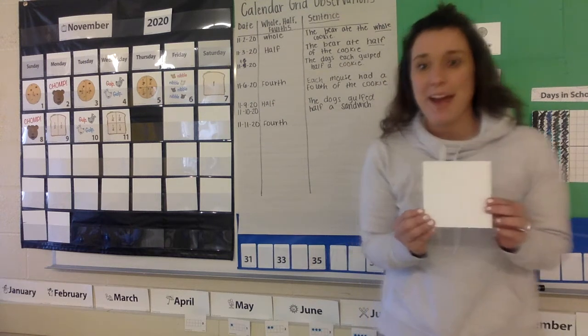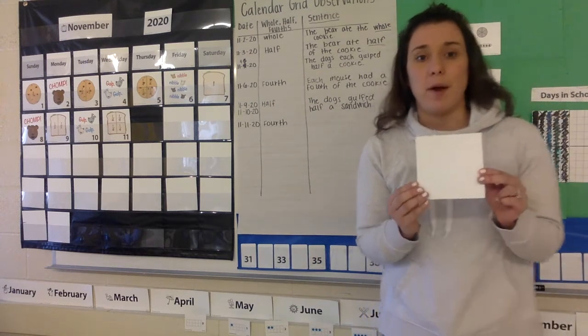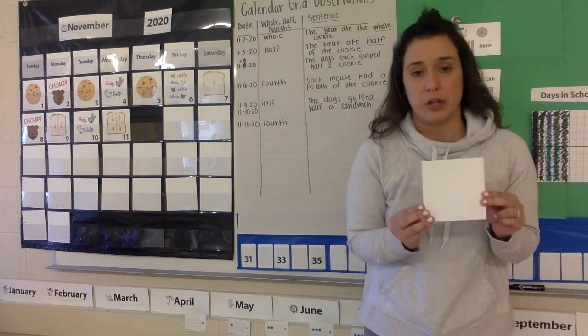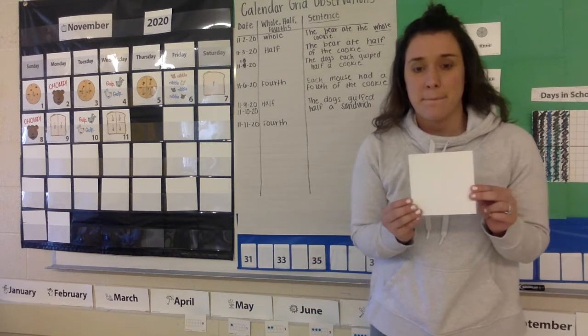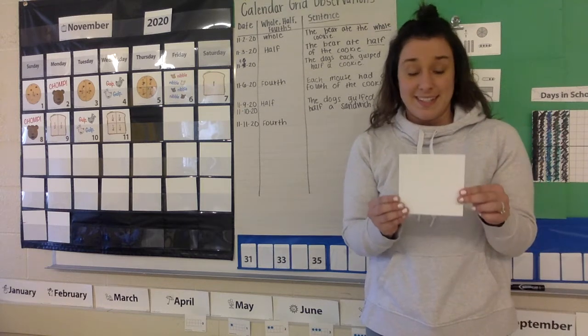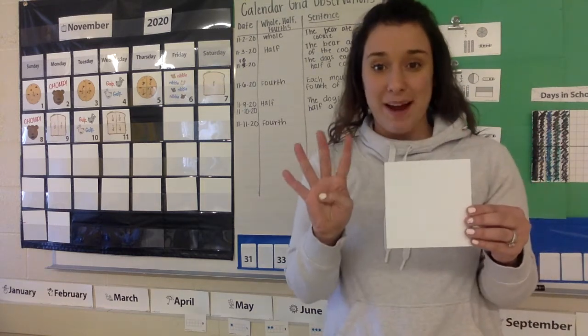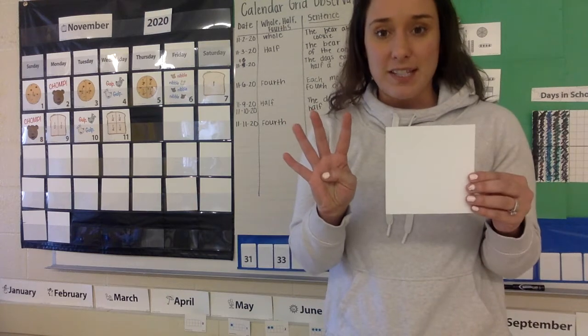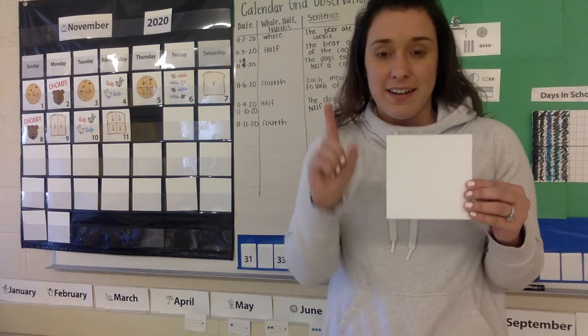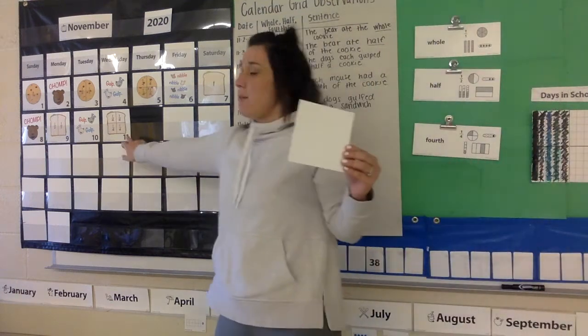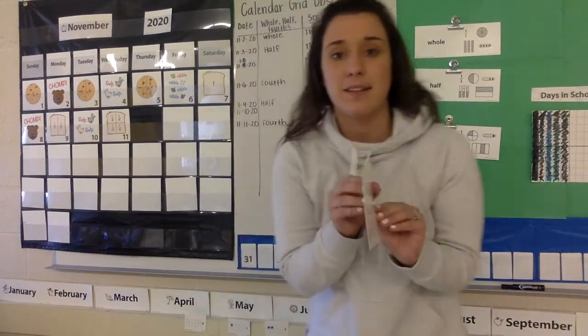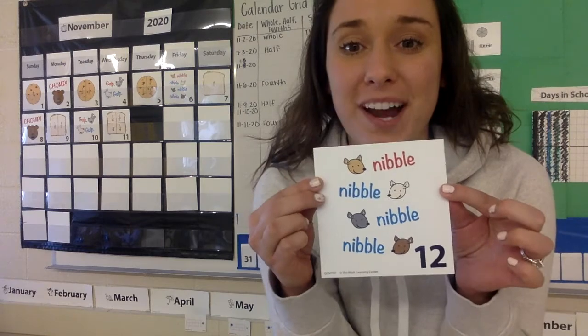I want you to think about it, and you can say it out loud, or you can say it in your mind. What is going to be under here? What is the number, and what will the picture look like? Yep, it's going to be 4 mice, right? And what is it going to say on there? Nibble, nibble, nibble, nibble, right? And what's the number? Yesterday was 11, so what is today? 12. You're right. Good job.